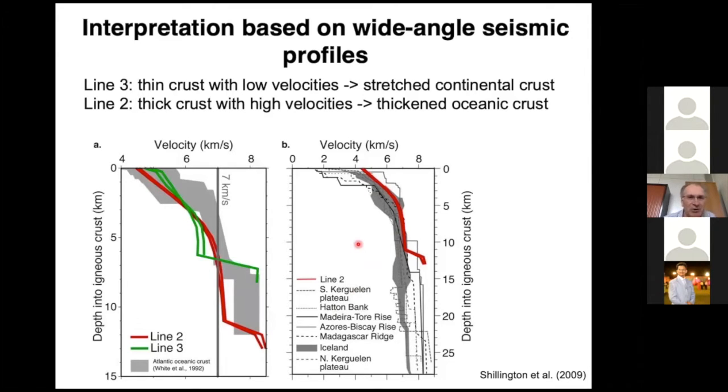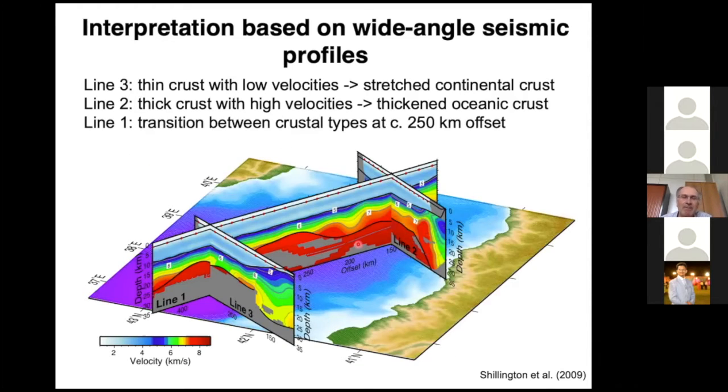So our interpretation is that we have stretched continental crust in the west, and thickened oceanic crust in the east. And then we had our straight line down the middle of the basin, so we could link these two lines up and see where the change occurred. We see this orange higher velocity material present in the east and not in the west. So this is our thickened oceanic crust, and then there seems to be this rather abrupt change. The crust gets abruptly thinner.